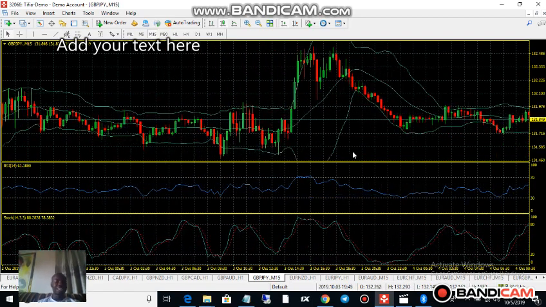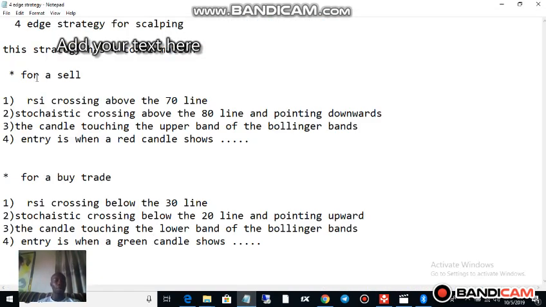Now, this strategy has 4 confirmations, as you can see here. For us to place a sell trade: one, the RSI must cross above the 70 line. Two, the stochastic must cross above the 80 line and point downward. The third confirmation is that the candle must touch the upper part of the Bollinger Bands, and for our entry, a red candle should show.